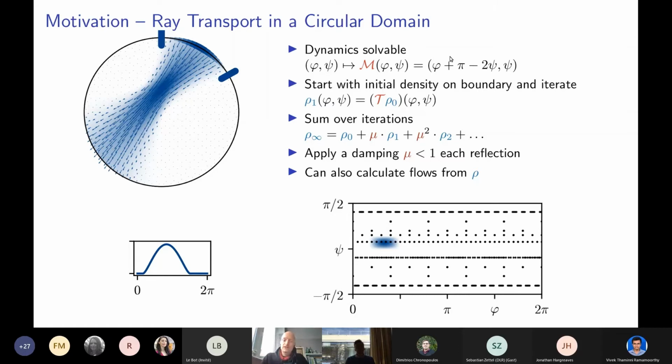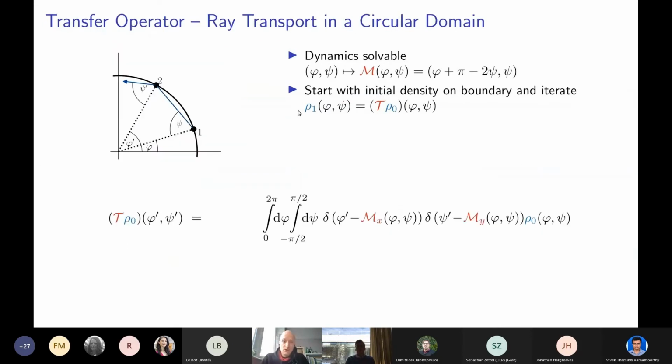We have spoken about ray dynamics, we have spoken about boundary maps, we have spoken about densities, and I promised you that there will be an operator mapping densities forward through complex domains. And this is what we are going to talk about now. Again, we are staying with the circle. The reason for that is that for the circle, all these equations can be solved in a nice and compact way. So what is it we have to do?